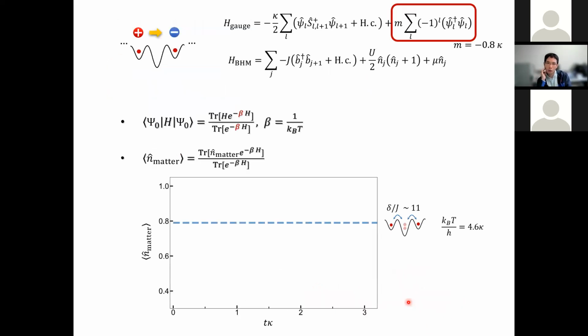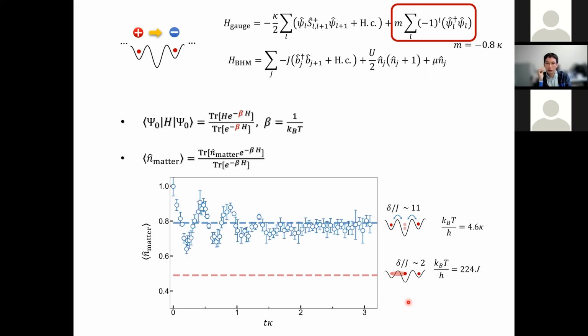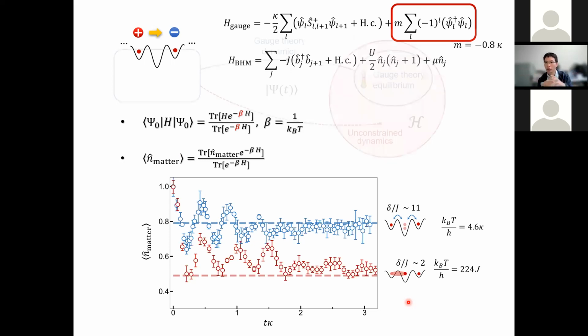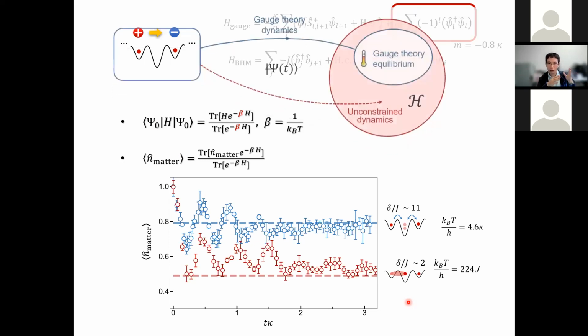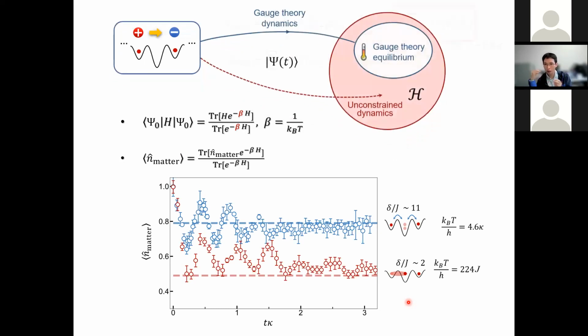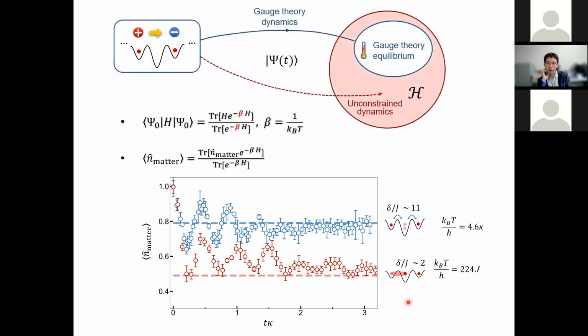Now let's look at one of the examples. We first try to quench our system to a finite mass such that it doesn't go to 0.5, which the full Bose Hubbard model would also go to. And indeed, in the gauge theory limit, you see this plateau value goes to the thermal prediction. And if you quench a Hamiltonian in the non-gauge limit, in the full Bose Hubbard model, you see the system relax to the full Bose Hubbard thermal equilibrium.